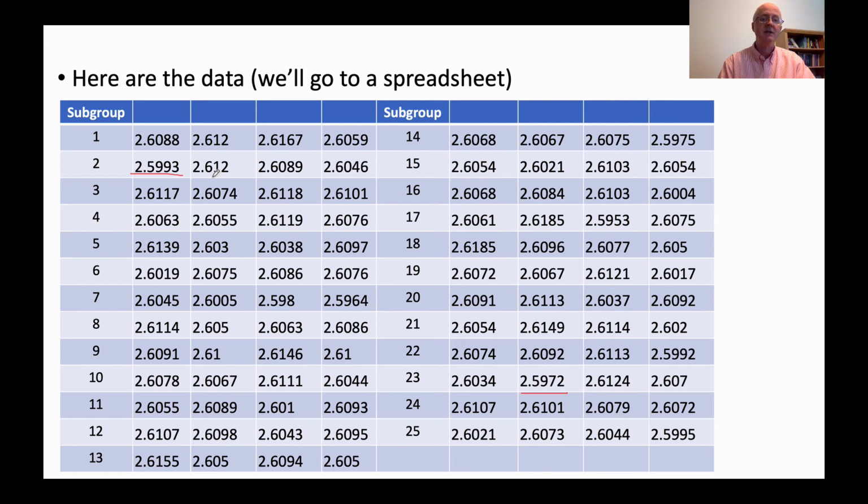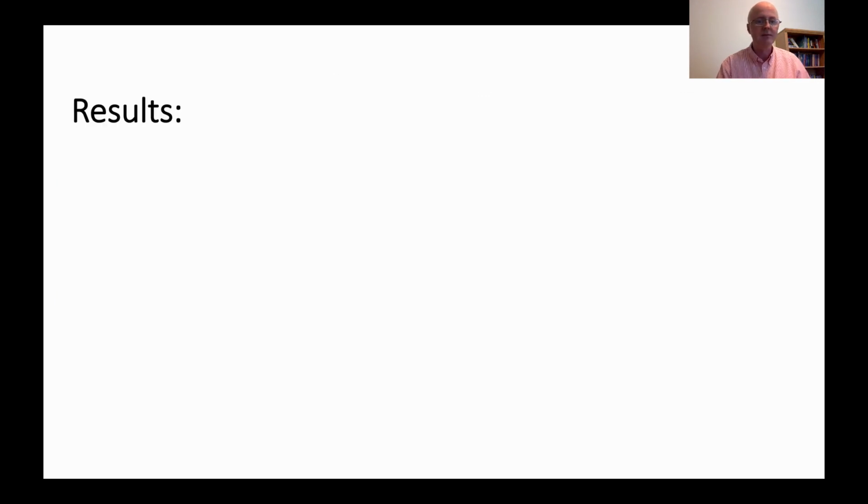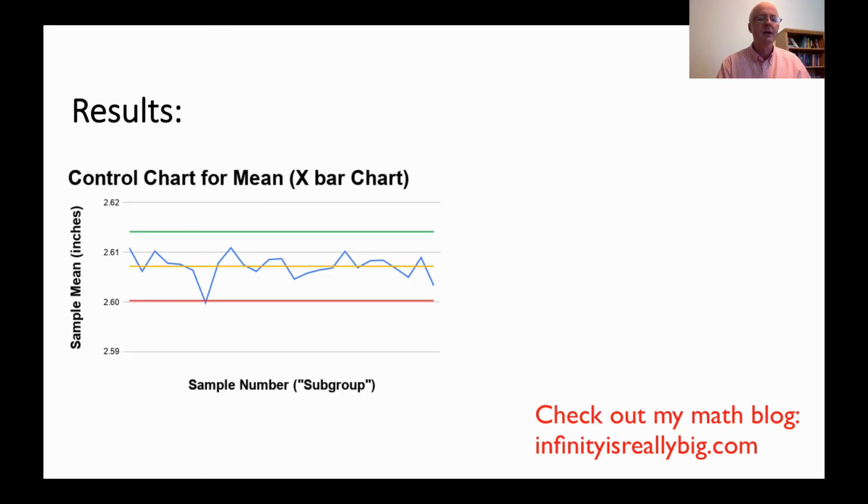We'll go to a spreadsheet to look at this, although let's look at the graphs in the end here before we look at the spreadsheet. Here are the results as graphs, control charts. Here's our control chart for the mean, my x bar chart. The sample number, the subgroup, is across the horizontal axis. There'd be a first one, then a second one, then a third one, etc. The sample mean, x bar, in inches, is the second coordinate of these points.